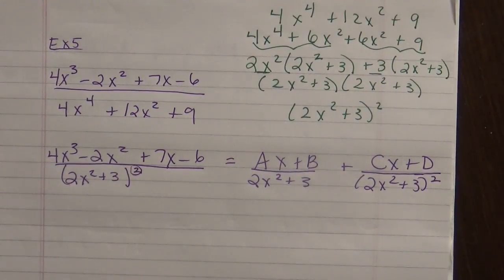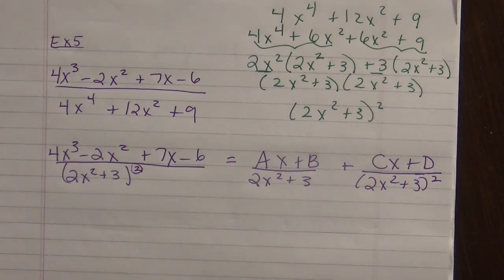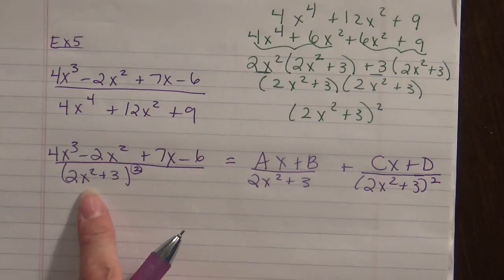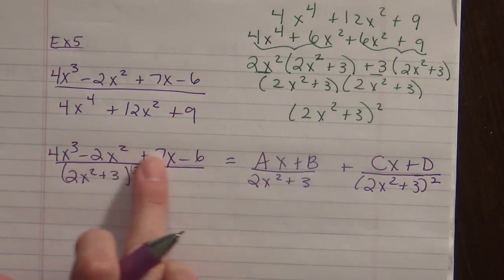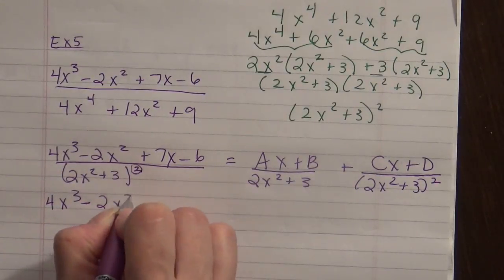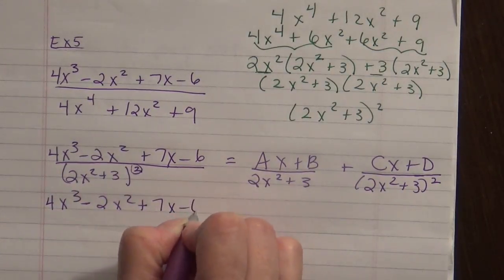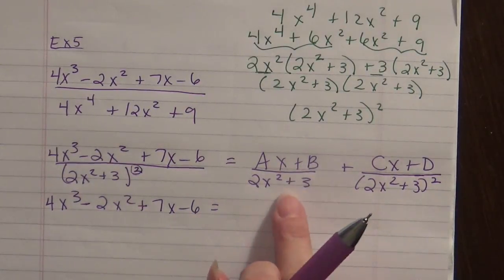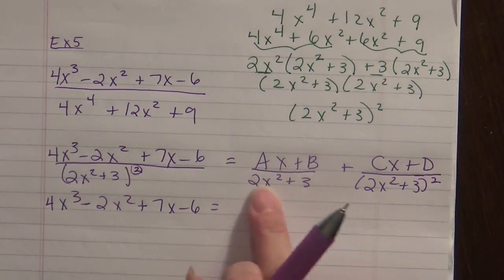So even though this is a larger problem to work with, the work itself is not going to be as bad as it may seem at first. To get going with this, let's multiply both sides by the LCD. And of course our LCD is the 2x squared plus 3 quantity squared. If I multiply the left side by the LCD, I'm just left with my numerator. Multiplying the right side by the LCD, in the first one, one of the 2x squared plus 3 factors will cancel.